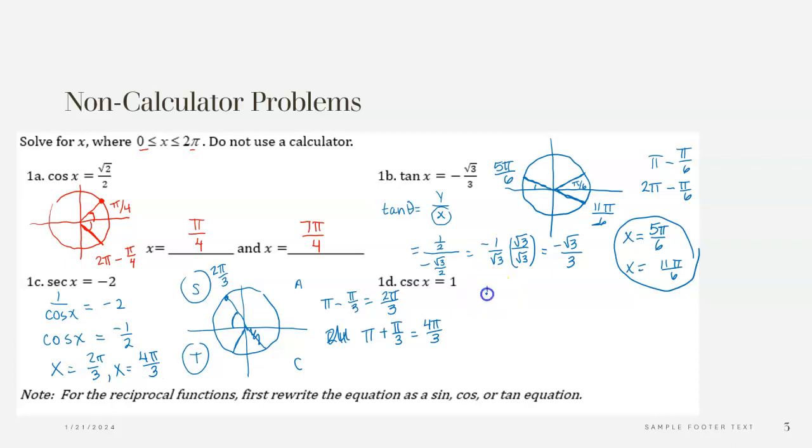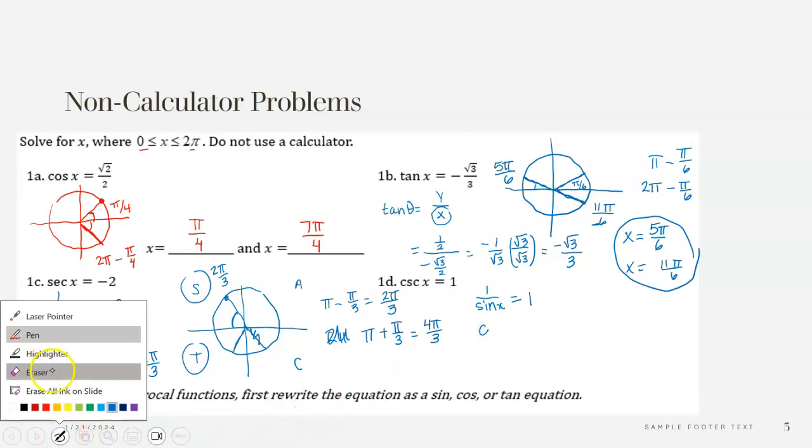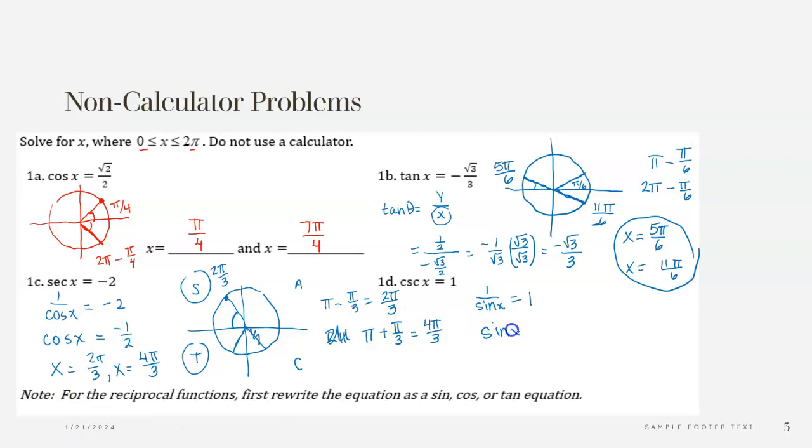Okay, cosecant would be 1 over sine, and that has to equal 1. So I'm looking for where sine of x is equal to 1. If I'm on 0 to 2 pi, sine is equal to 1 actually in only one spot. So that would be x equals pi over 2. This one only has one value.